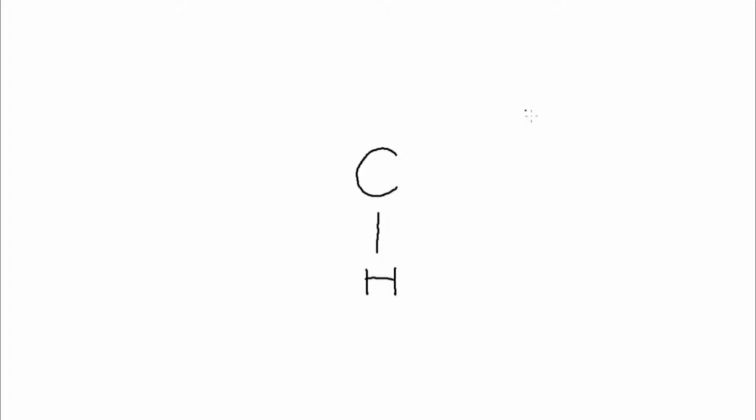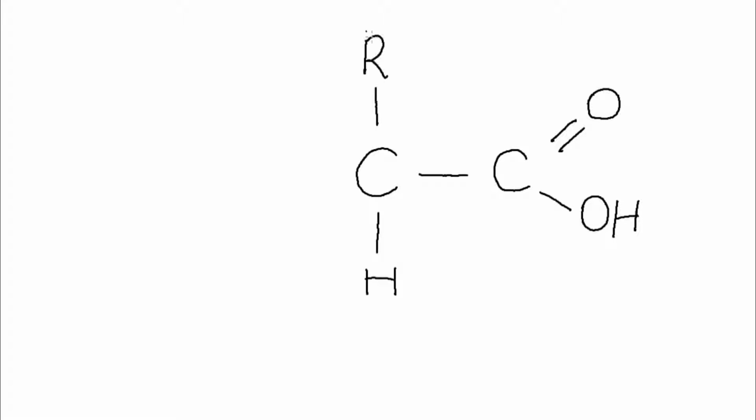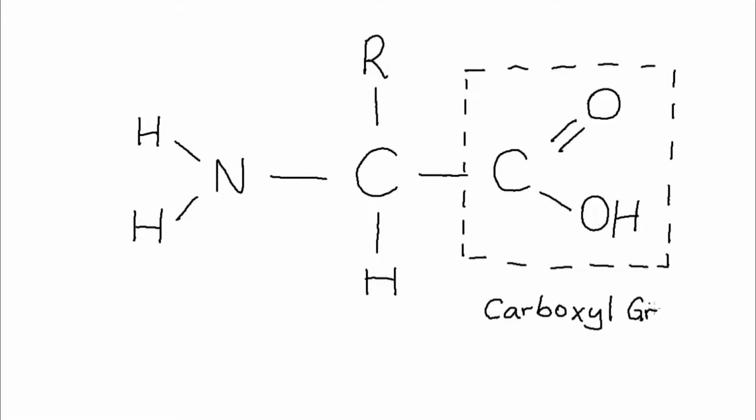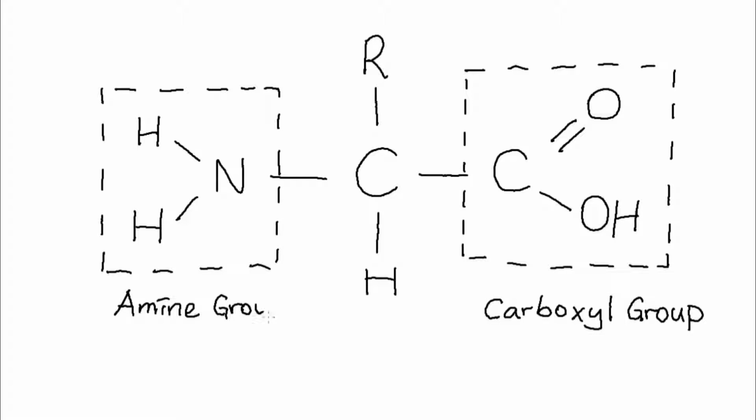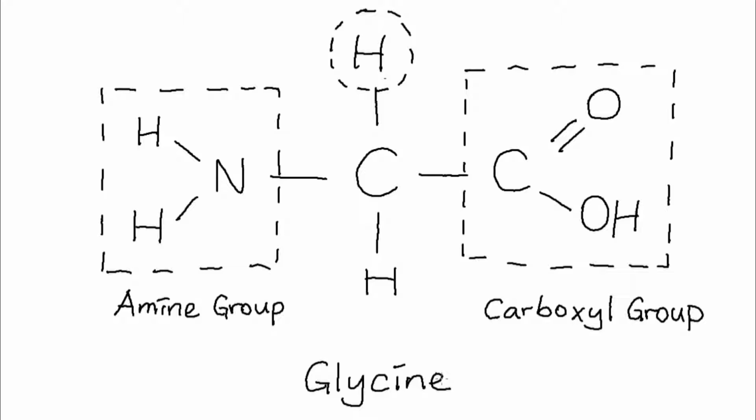Amino acids are building blocks of proteins and are essential to survival. Amino acids contain three main parts: a carboxyl group, an amine group, and an R group. The R group is different depending on the type of amino acid. The most basic amino acid has its R group being a single hydrogen. This is known as glycine.